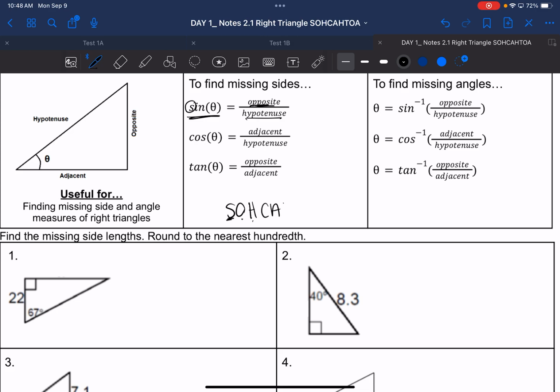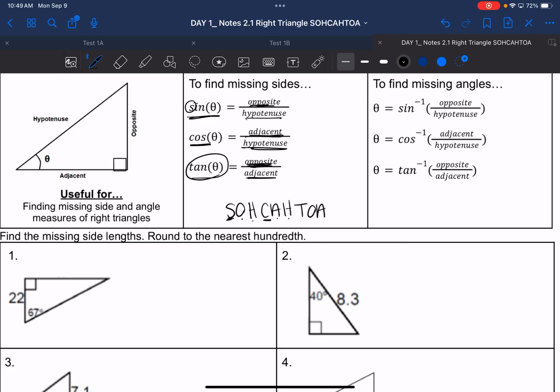Then the next part of that was CAH. The C stood for cosine, is equal to A over H, adjacent over hypotenuse. And then the TOA, the T stood for tangent, is equal to opposite over adjacent. All right? And we said that this is what we could use to find missing sides specifically in right triangles.